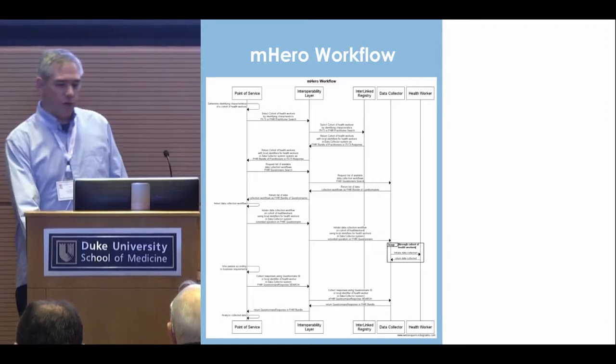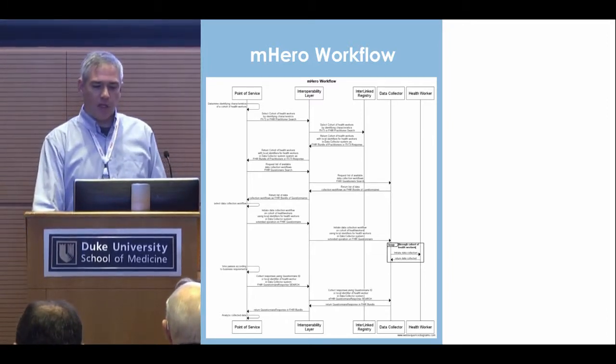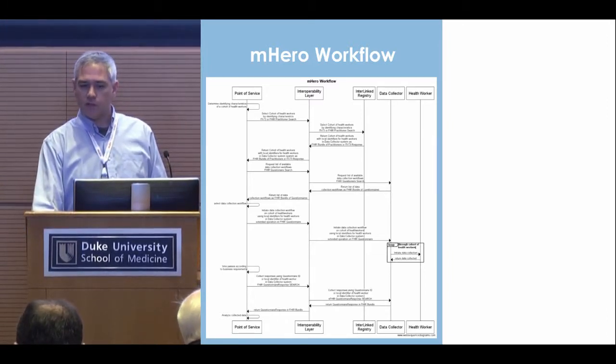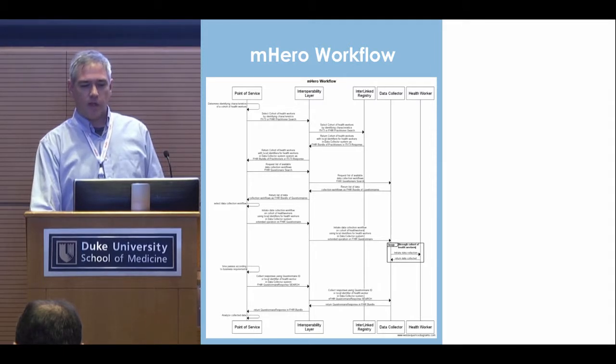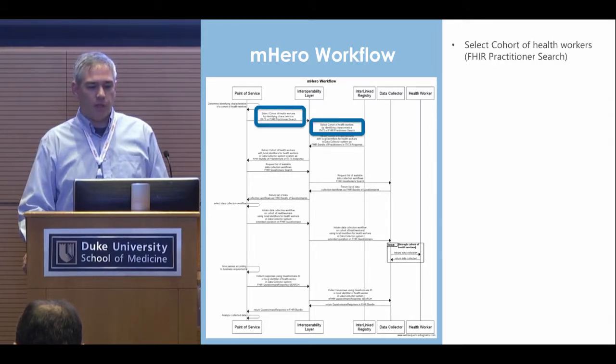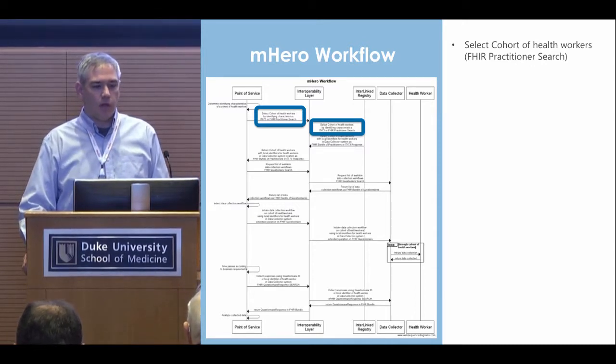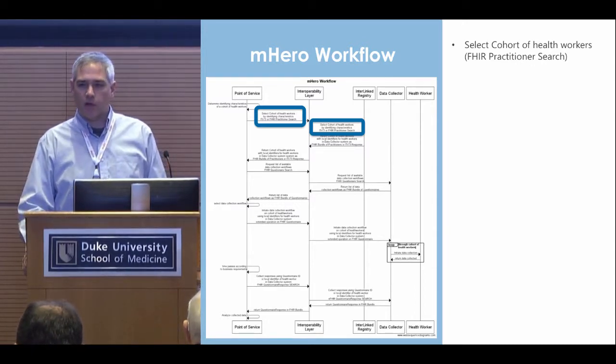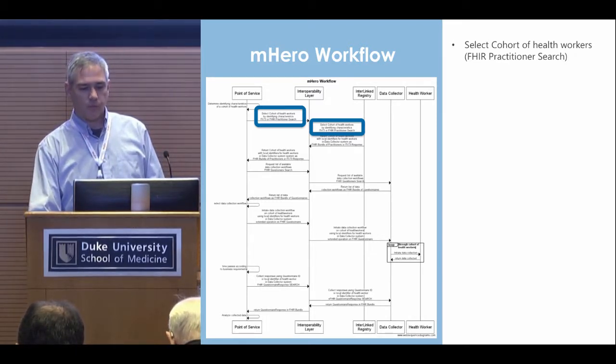I know this is hard to read, so I'll go into more detail. This is showing all of the various systems that are involved in this. So again, the Ministry of Health may select their cohort of health workers, and that would access a FHIR server to get a list of practitioners based on whatever criteria they want.